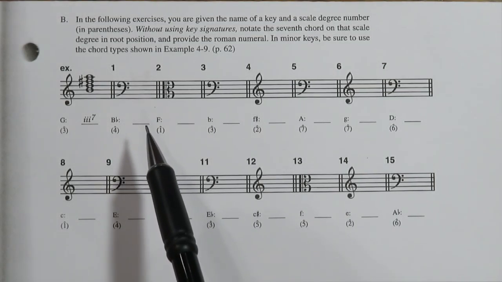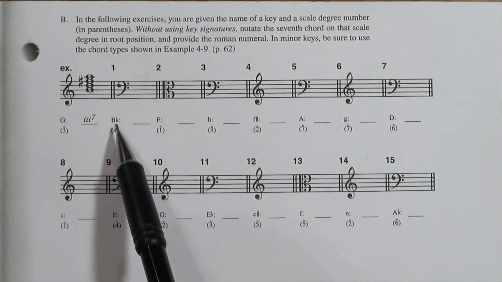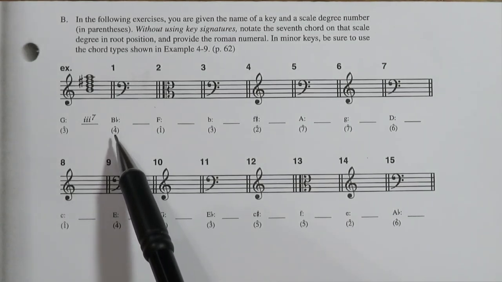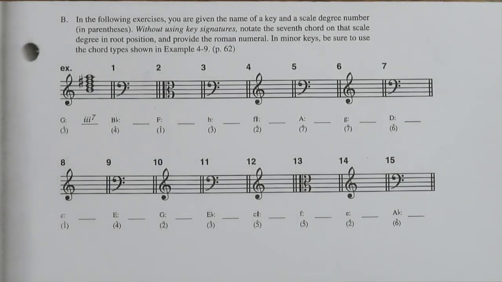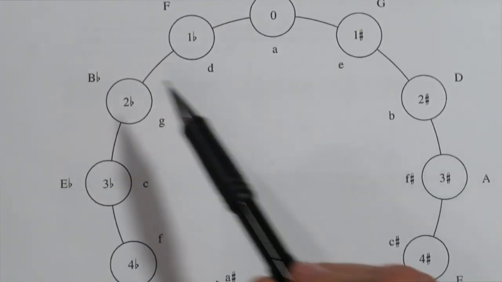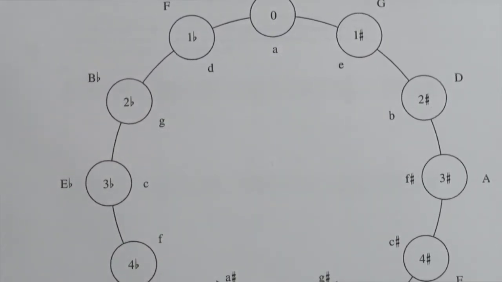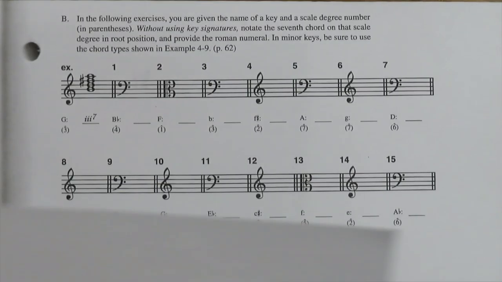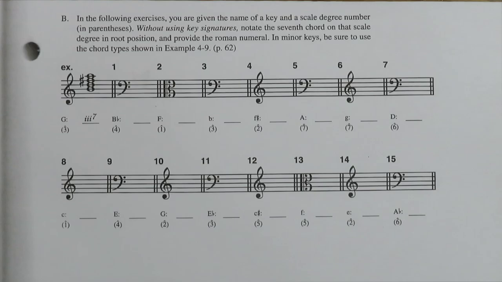here we go. We have B flat major, and we want to build a four chord, a seventh chord off of the fourth scale degree. So in B flat major, there are two flats, right? And then the order would be B flat and E flat. Okay, this is why it's so handy to memorize your key signatures, so you don't have to do that every time. But it's okay if you need to, okay? The trick is to just get it right, to be accurate.